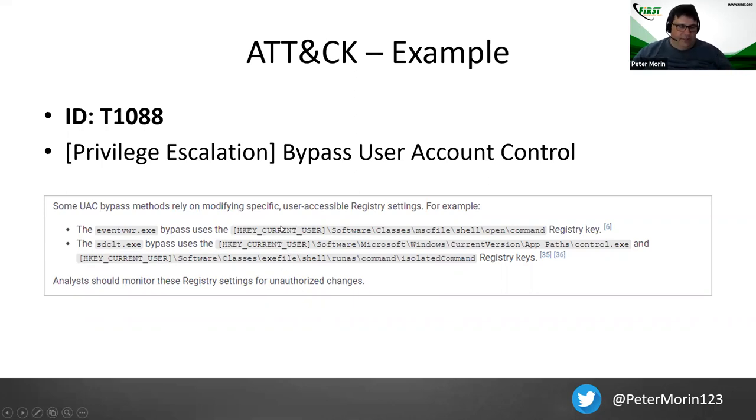So now if I'm looking at my Sysmon logs, I can specifically search for not only a modification to the registry, but specifically a modification to one of these three registry keys, right? So it's giving me the details to be able to identify T1088 in my environment, right?